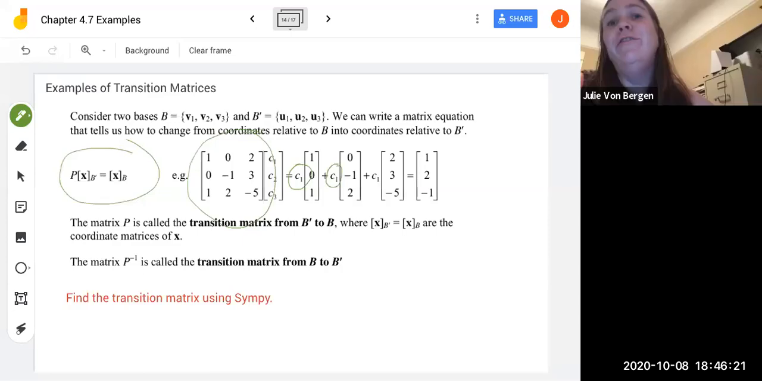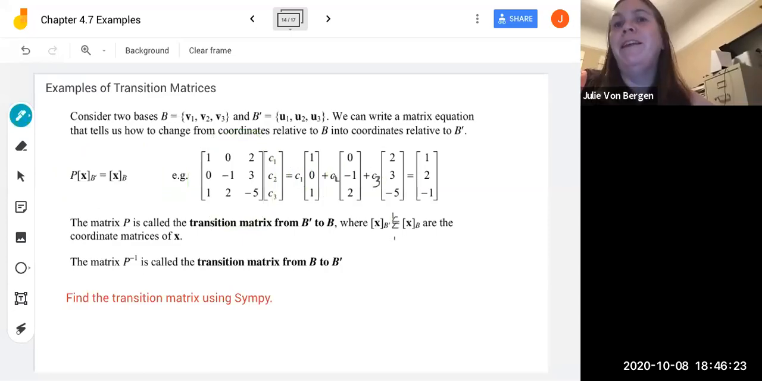In this video, we continue with chapter 4.7, and we're going to take a look at some examples of transition matrices. So we have our two bases, B, which consists of vectors v1, v2, and v3, and B prime, which consists of vectors u1, u2, and u3. So we are going to write our matrix equation that tells us how to change from coordinates relative to B into coordinates relative to B prime.